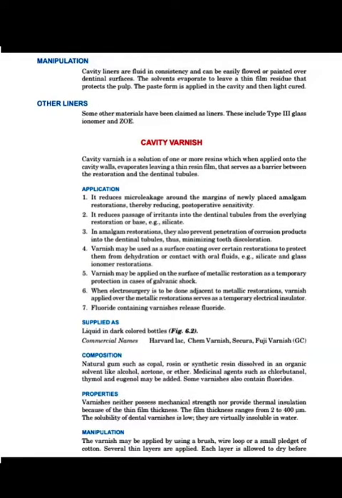So why can we use varnish if the remaining dentin thickness is 2 mm? This is the answer to this.